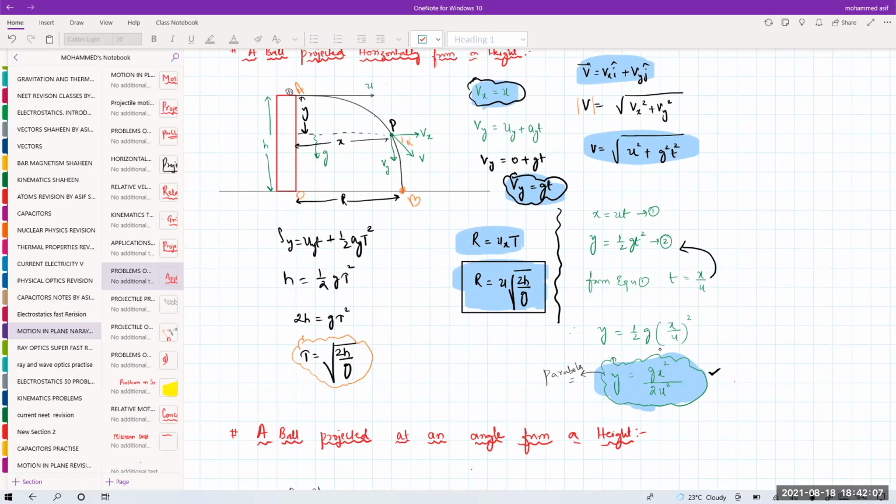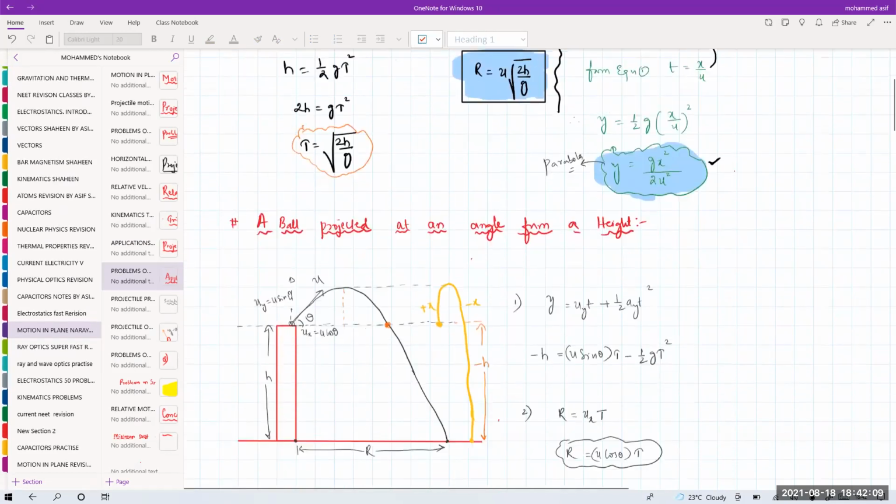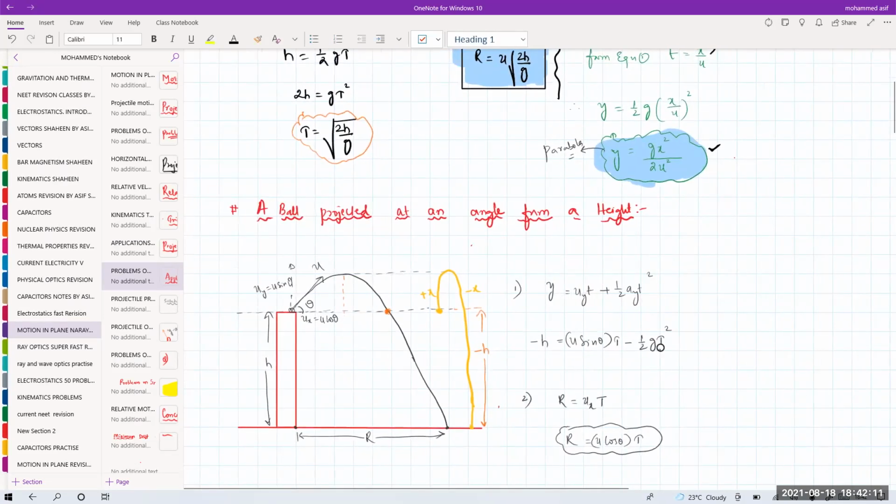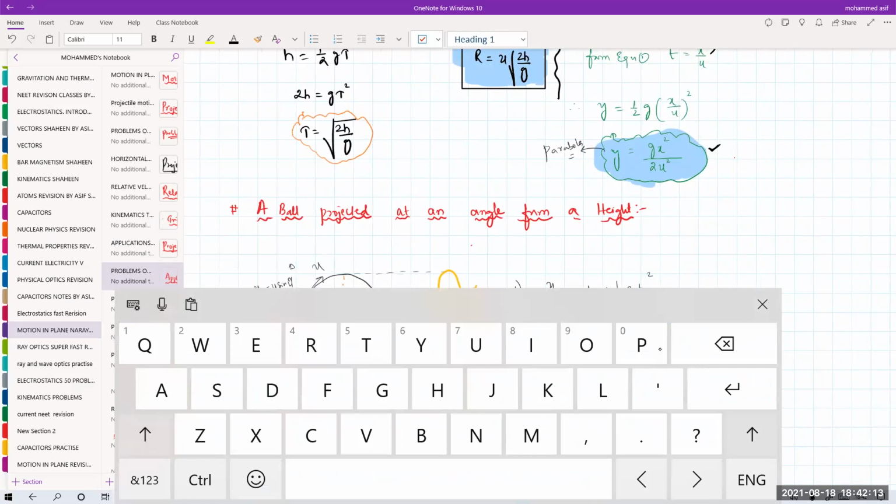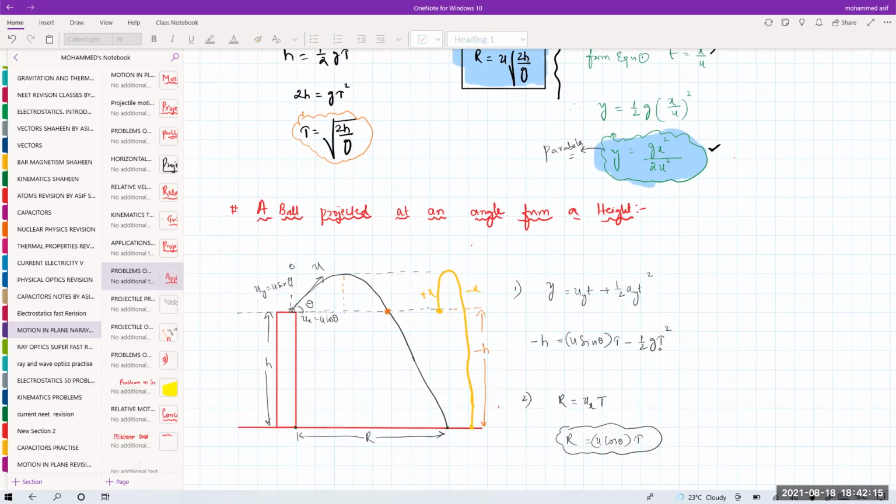So obviously the path followed will be a parabola. The same way, a ball is projected at an angle from a height, like from the top of the tower. If you project a particle at an angle theta, you need to just resolve into horizontal and vertical components. Horizontal velocity ux is equal to u cos theta. Vertical component is u sin theta. It is something like this, going up, again coming down.